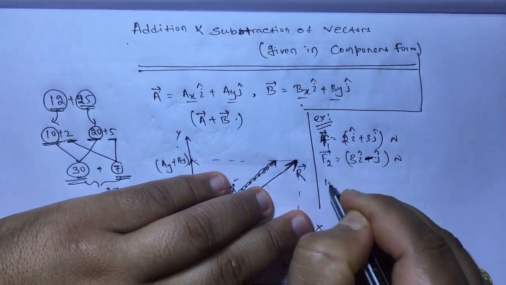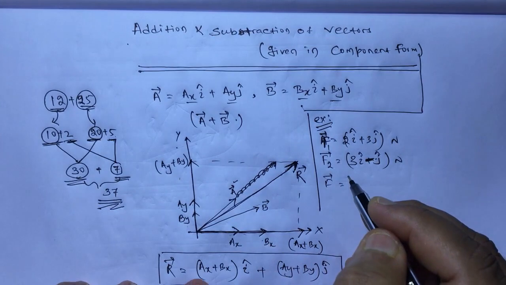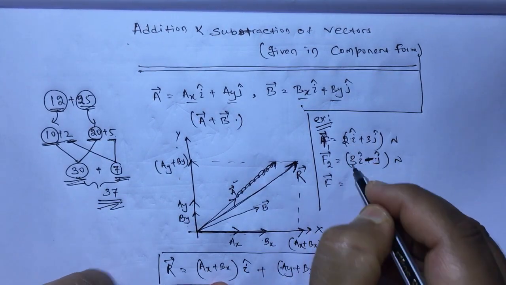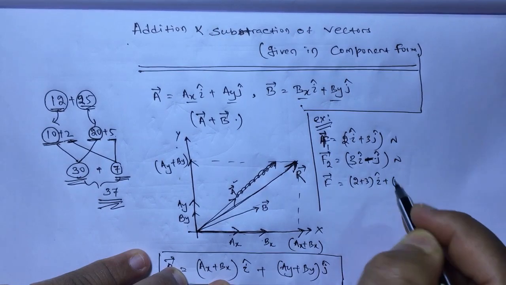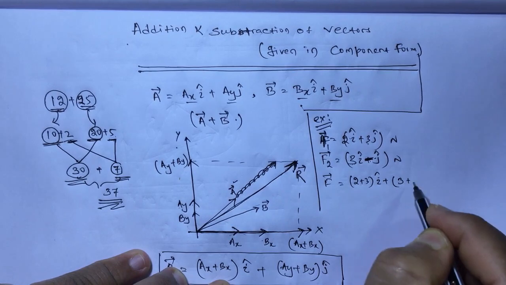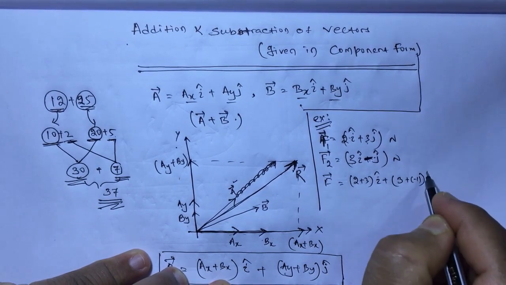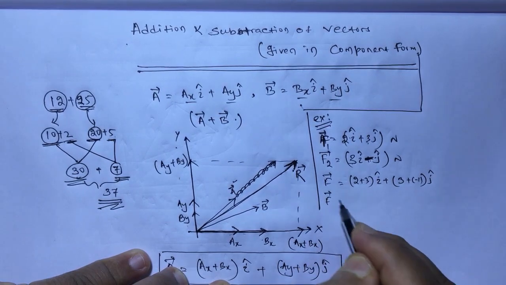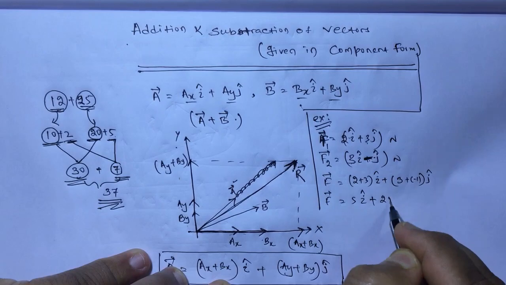What is the net force? The F vector can be written as ax plus bx i cap, meaning 2 plus 3 i cap, plus ay plus by, meaning 3 plus minus 1, j cap. Here minus 1 is there, j cap. So what is the value of the F vector? F vector will be 5 i cap plus 2 j cap.